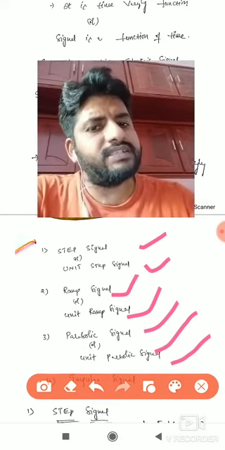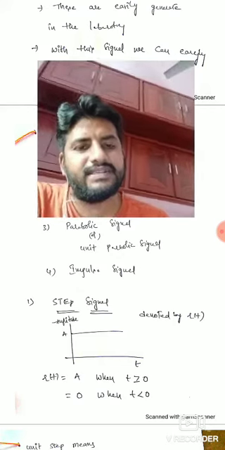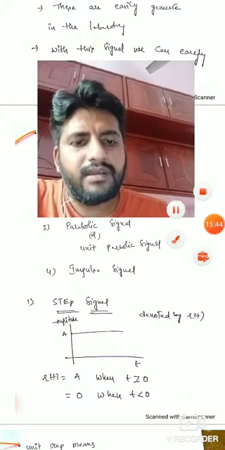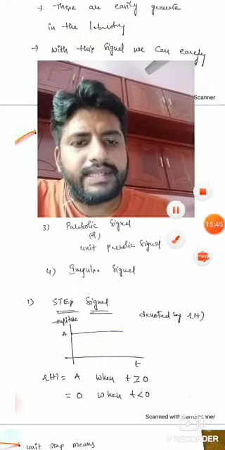You can easily analyze. So what are the standard test signals? Those are step signal, unit step signal, ramp signal, unit ramp signal, parabolic signal, unit parabolic signal, and impulse signal. We'll discuss each and every signal one by one. I don't want to go for much explanation of this, you know about each and everything. We'll discuss the first one.